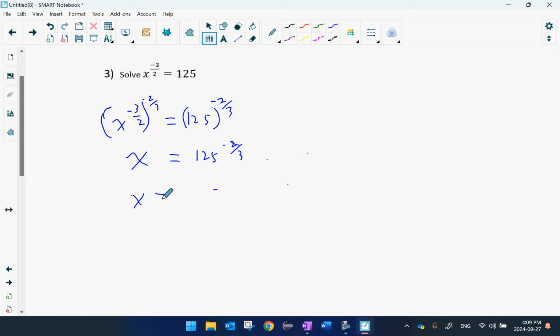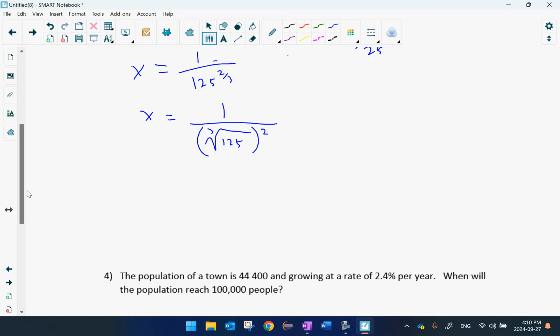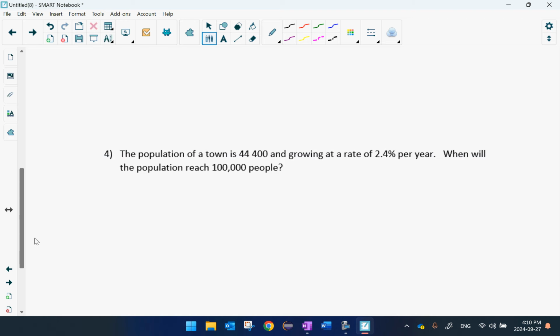Okay, to evaluate that, I can just say that's 1 over 125 to the power of positive 2/3, which is the same as the cubed root of 125 squared. Just like that. And it actually does work out very nicely because the cubed root of 125 is just 5, and 5 squared is 25. So we actually get 1 over 25. So I threw that one in there. It's not actually an exponential equation, so just be careful with that. Okay, moving on.